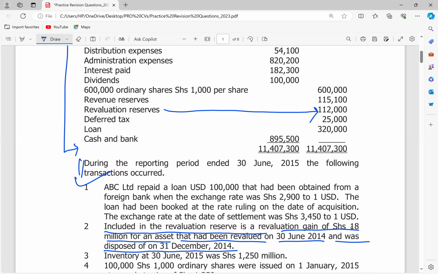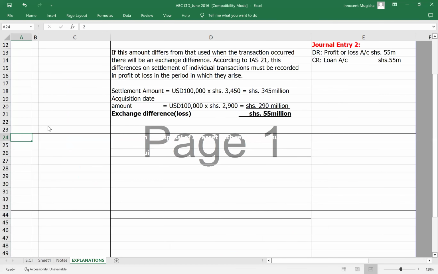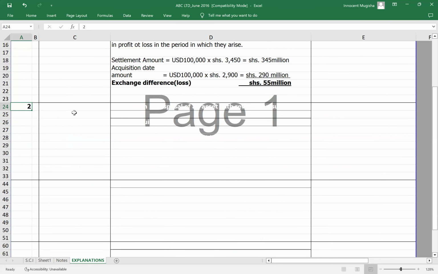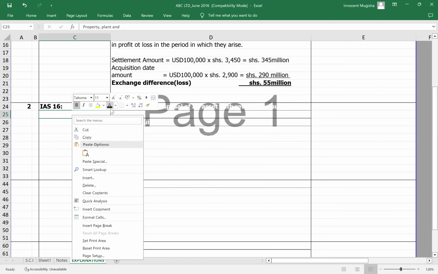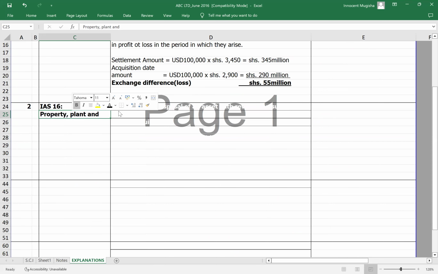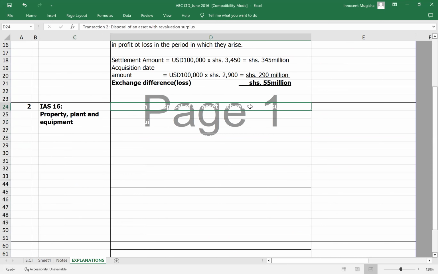So what does it mean? It means that this revaluation must be adjusted to reflect the disposal transaction. So I go back to my schedule here, and I earmark my transaction number 2, and the relevant standard is IAS 16, property, plant and equipment. And the transaction is disposal of an asset with revaluation surplus.